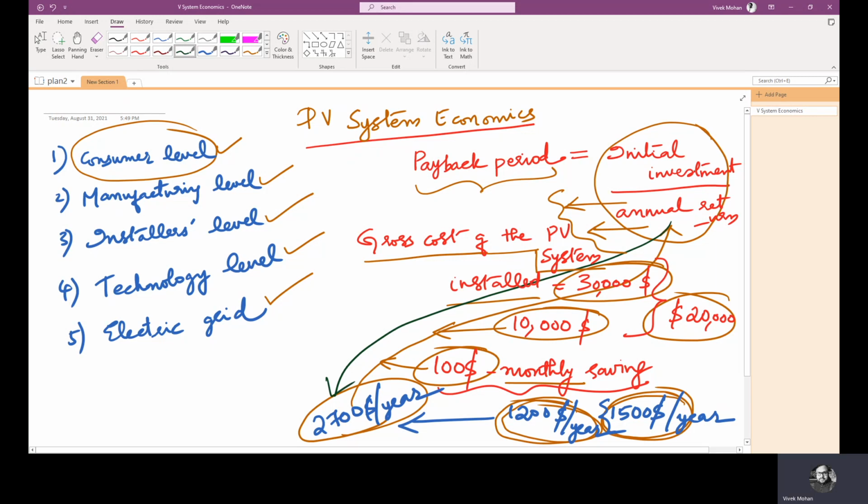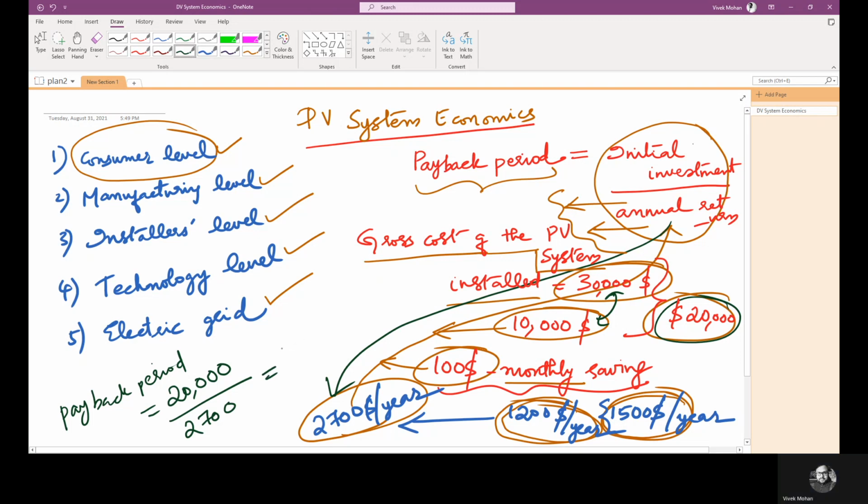Now the initial investment is what? 30,000 minus 10,000, which is 20,000. So the payback period is now, what is the payback time? Payback period is equal to 20,000 divided by 2,700, which is approximately equal to 7.4 years. So this is the payback period.